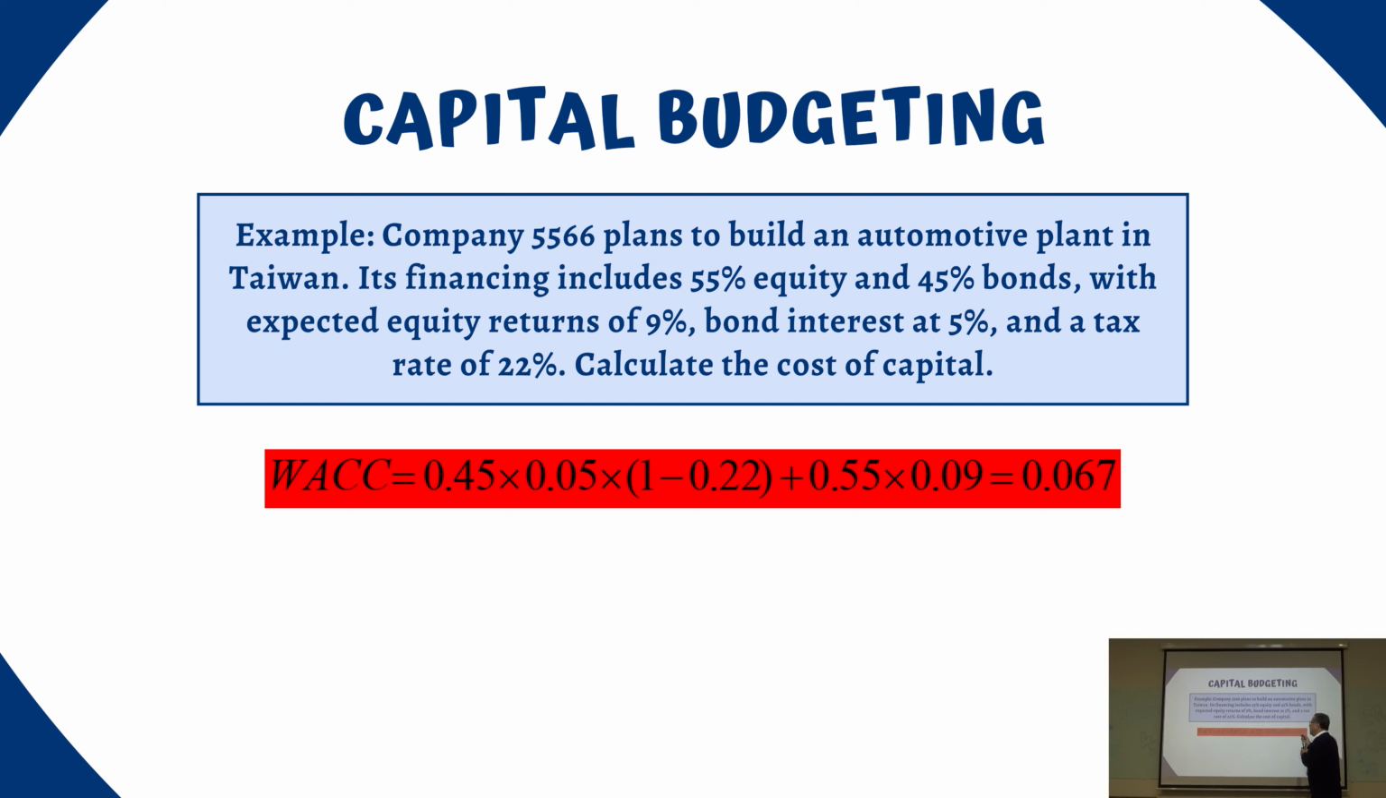Using the formula, we can calculate the weighted average cost of capital. That's the weight for the bond, 45%. That's the cost of the debt, the cost of the bond, 5%. And this is 1 minus the tax rate, which accounts for your tax shield advantage. Plus, you have 55% shareholders' investment, and they request 9%. You put it together, and you know the weighted average cost of capital of this company is 6.7%.